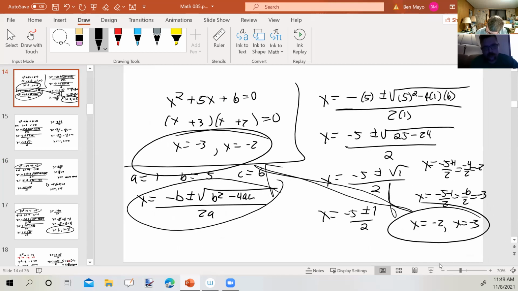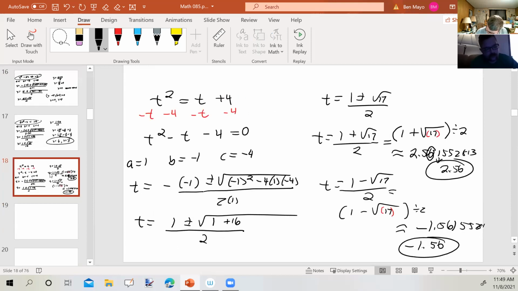So here are my two exact answers. And then here are the two decimal answers.